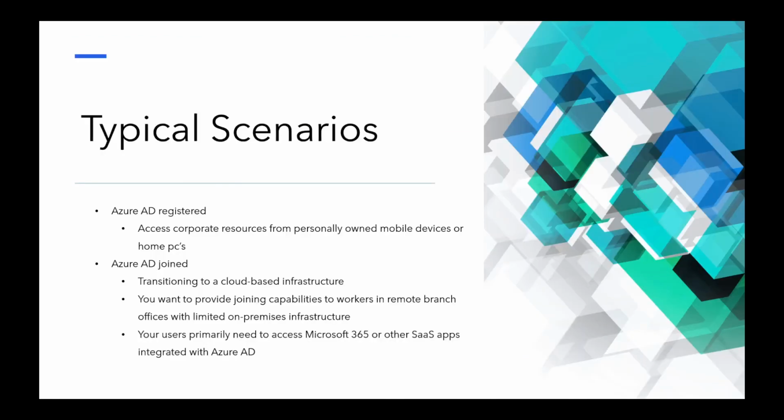Next, we'll step through some typical scenarios for the different join types, and this may help give you a better idea of which join type may be suitable for your specific use case. So looking at Azure AD registered devices, these devices are typically used to access corporate resources from personally owned mobile devices or home PCs. Looking at Azure AD joined devices, these devices are used if you may be transitioning to a cloud-based infrastructure, you want to provide joining capabilities to workers in remote branch offices with limited on-premises infrastructure, or your users primarily need to access M365 or other SaaS apps that are integrated with Azure AD.